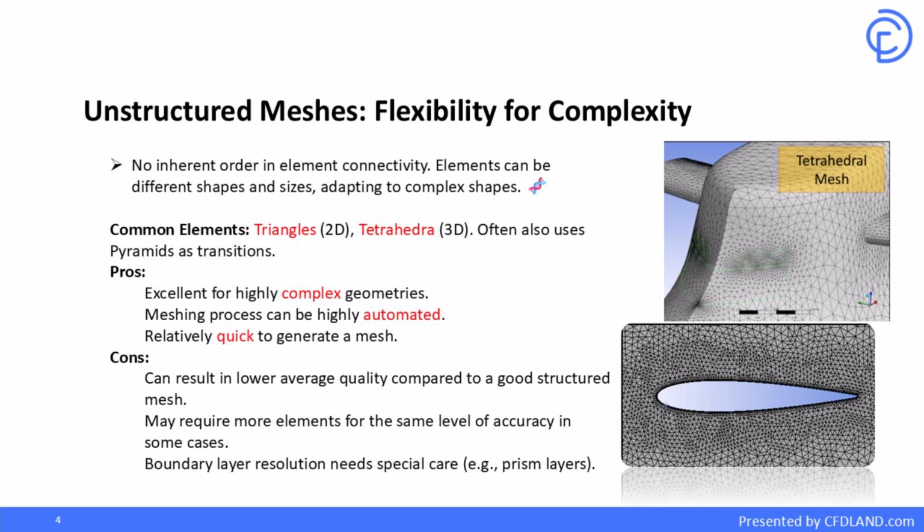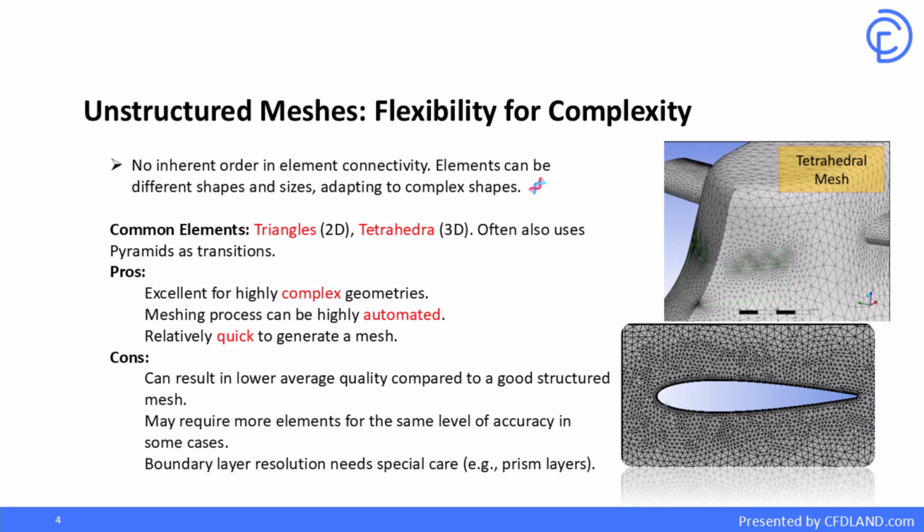The common elements you'll see most often in unstructured meshes are triangles for two-dimensional problems and tetrahedra for three-dimensional. Tets are like little 3D pyramids. Sometimes you'll also see pyramid-shaped cells used to help transition between different types of elements.